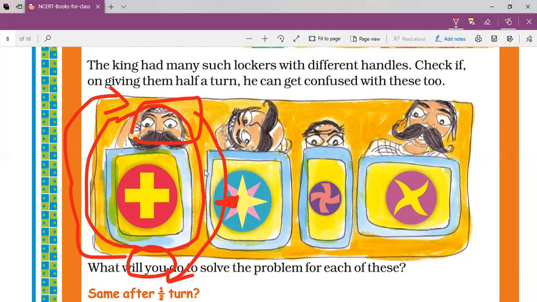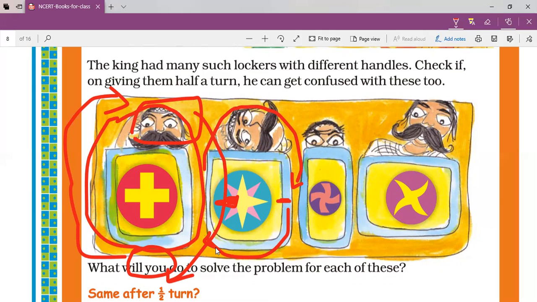So when it takes a half turn, the color will come to this side. Yes, this part will come to this side. And again we'll give it a half turn, and this part will come back to its position. Understood? This is how a half turn works.